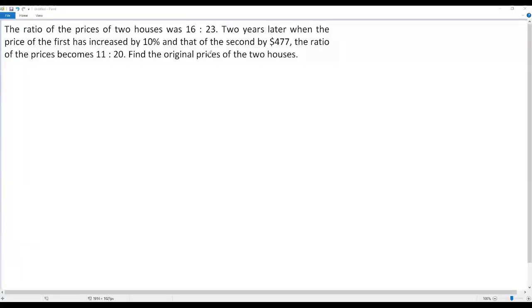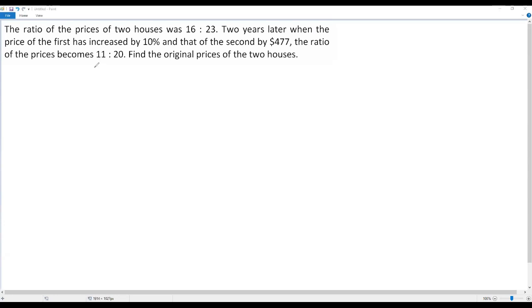Here we have a word problem on ratio. Okay, let's go to the question. The ratio of the price of two houses was 16 to 23. 2 years later, when the price of the first has increased by 10% and that of the second by $477, the ratio of the prices becomes 11 to 20. Find the original prices of the two houses.